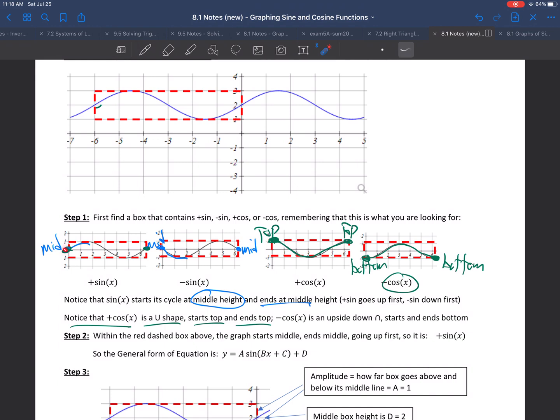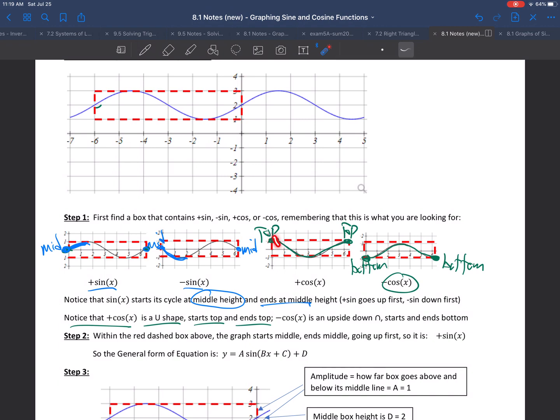Specifically, sine starts in the middle, goes up, goes down, back to the middle. So it starts and ends in the middle, right? Same thing for negative sine. The only difference between positive sine and negative sine is that it goes up first for positive sine, down first for negative sine. But both of them start and end in the middle of their boxes, as opposed to cosine, which starts high and finishes high, or negative cosine, which starts low and finishes low. So you've got to be clear on that.